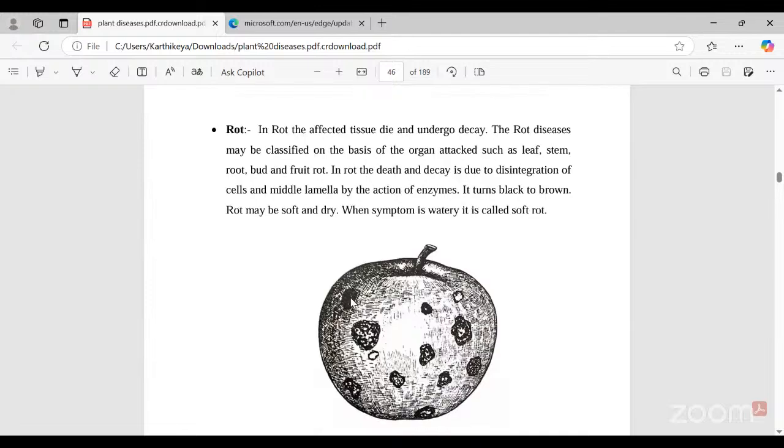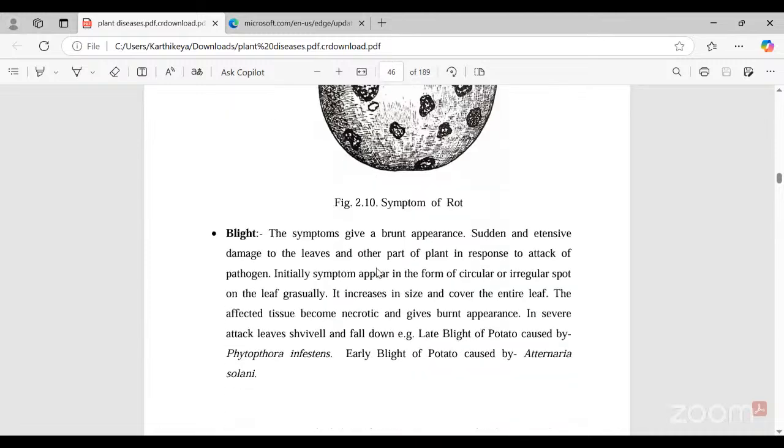Rot. In rot, the affected tissue dies and undergoes decay. Rot disease may be classified on the basis of the organ attacked, such as leaf, stem, root, bud and fruit rot. In rot, the death and decay is due to disintegration of the cells and middle lamella by the action of enzymes. It turns brown, black to brown. Rot may be soft or dry. When the symptom is watery, it is called soft rot.